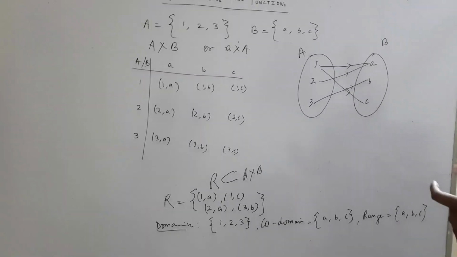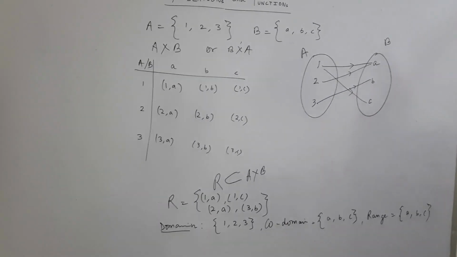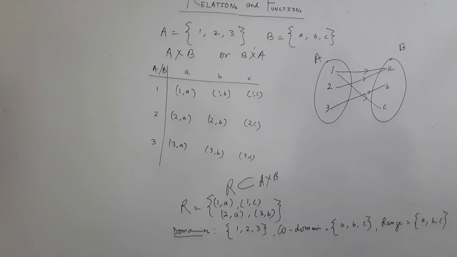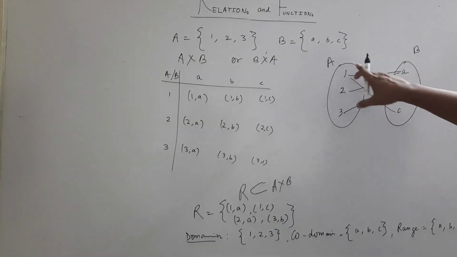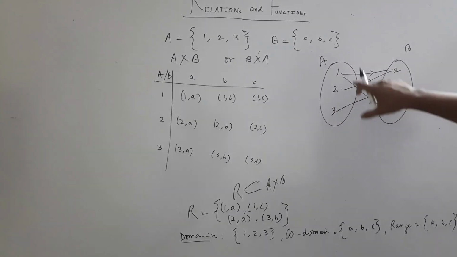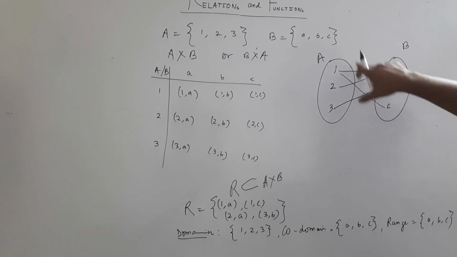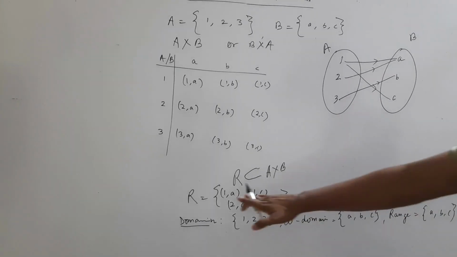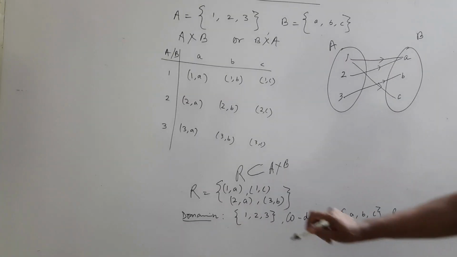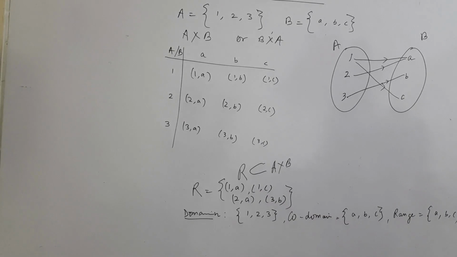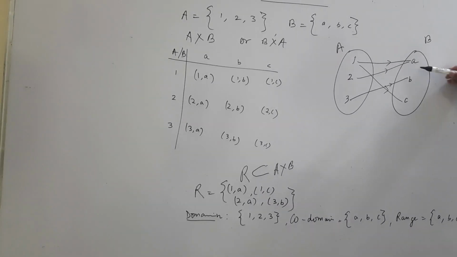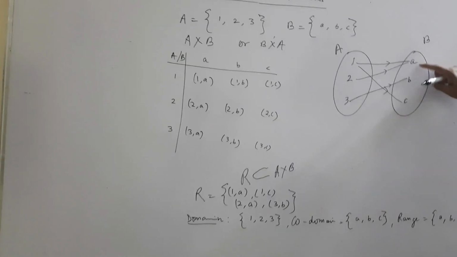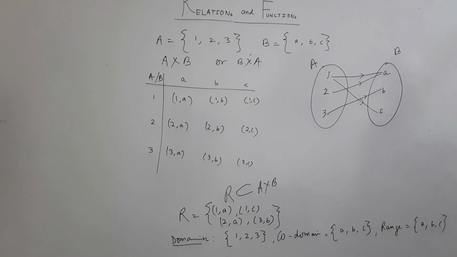This is the mapping between A and B for this particular relationship. So now you see the domain. What is domain? The set of all the elements of the set A are called the domain, which are the set of all the elements which form the first element of the ordered pair are called the domain. And these elements, A, B, C, are called the codomain.